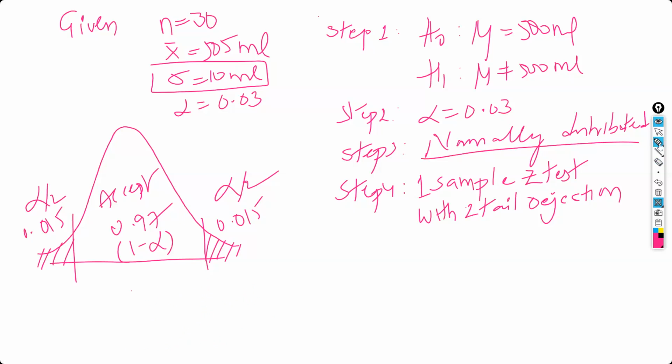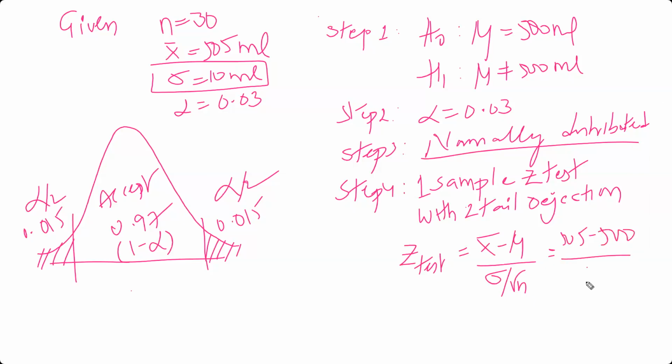Now, after selecting the test, what is the next step? Apply the test. First, let us apply the test. That is x bar minus mu divided by sigma by square root of n. What is x bar? 505. What is mu? 500. What is sigma? 10. What is the n value? 30. Now what is this value?